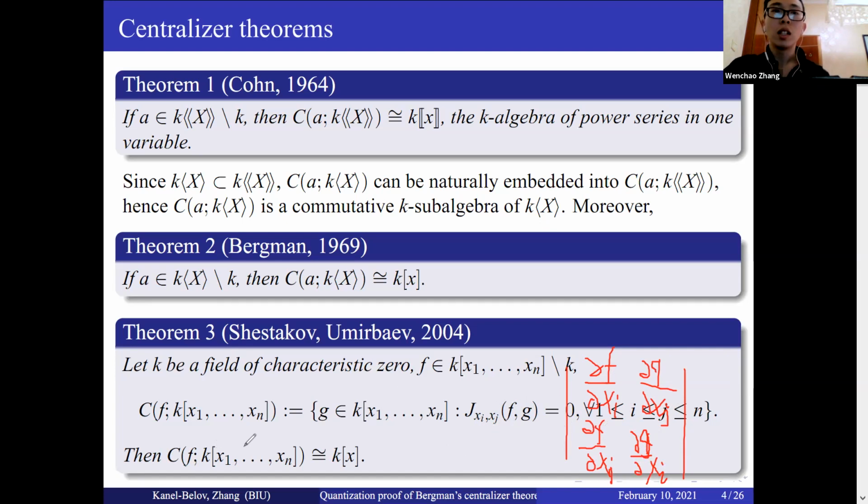If this Jacobian is 0, then by this definition, if we call this the centralizer, then for any non-scalar element f, the centralizer is also isomorphic to k[x]. But here he just proved it when k has characteristic 0, not characteristic 3. So this is the story.